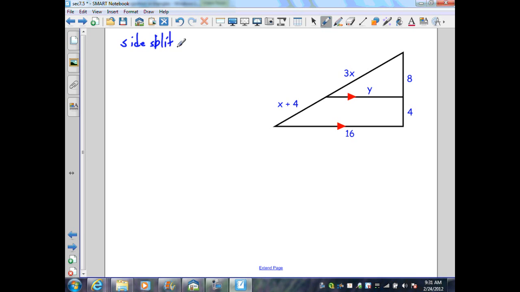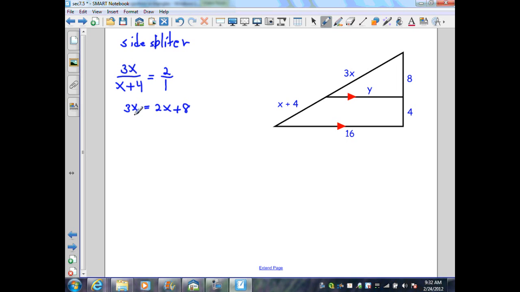And that works because I have a segment parallel to a third side of a triangle and it intersects the other two sides. When that happens, I can set up top over bottom or bottom over top. I'm going to go top over bottom. 3x over x plus 4 equals 8 over 4. But I'm going to simplify that to be 2 over 1. Cross product gives me 3x equal to, distributing the 2 through the entire expression, 2x plus 8.